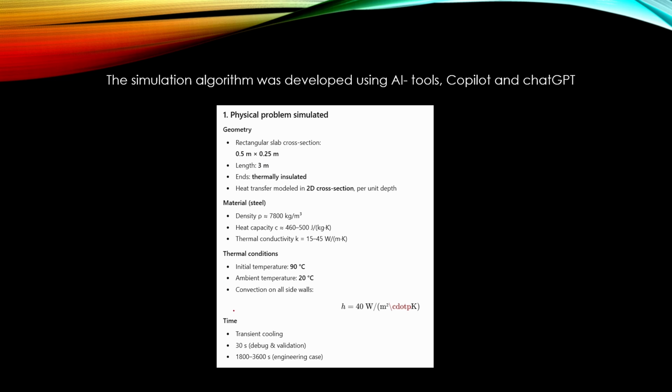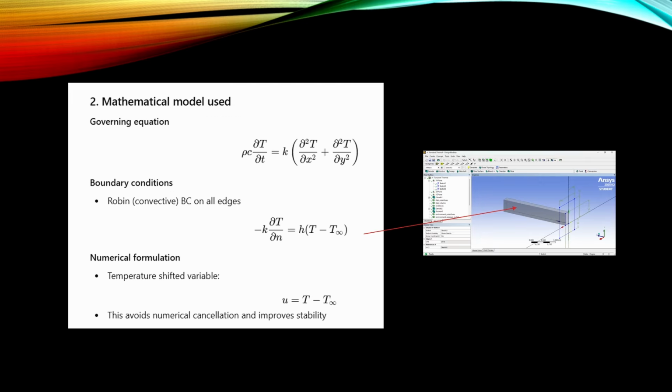Here is the summary of this problem definition. The key point is that we now have an unsteady two-dimensional heat conduction problem, and our boundary condition is the heat transfer from the surface of this material. Here we see the mathematical model of this kind of case.